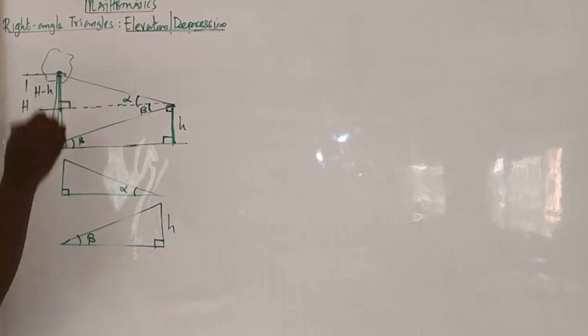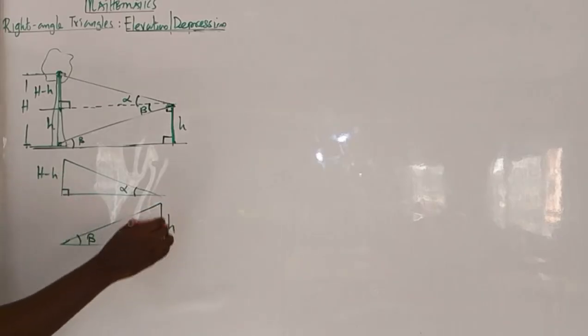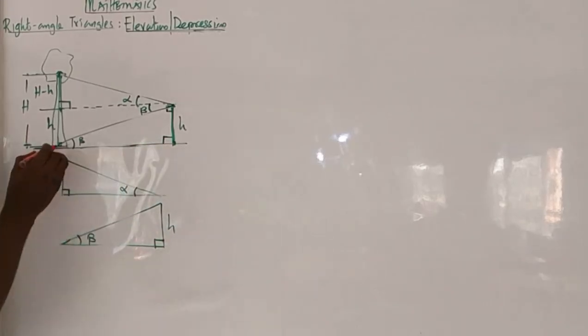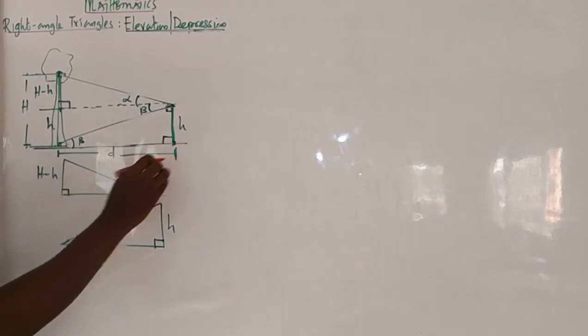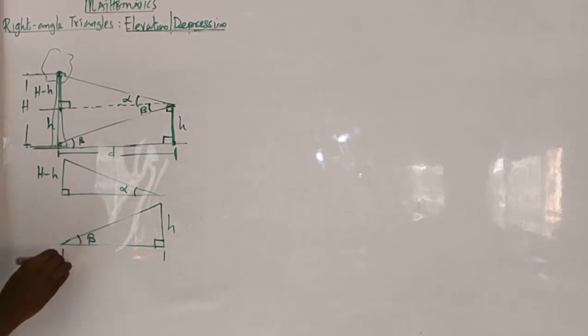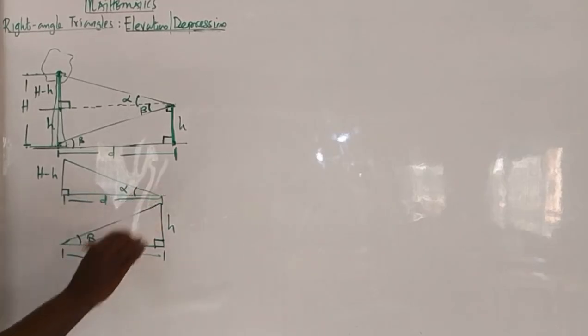Big H minus small h. So even for this triangle, this is what? Big H minus small h. This is small h. The distance between the man and the tree is fixed. Let's call it D. So if from here to here is D, definitely from this point to this point is also D. Then if this is D, from here to here is also D.